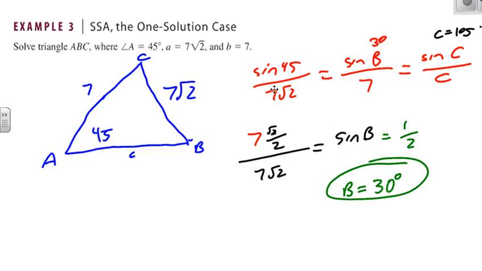So then we can solve that using our first ratio with it. So sine of 45 over 7 square root of 2 equals sine of 105 over C. Sine of 45, we said before, is square root of 2 over 2 times C.